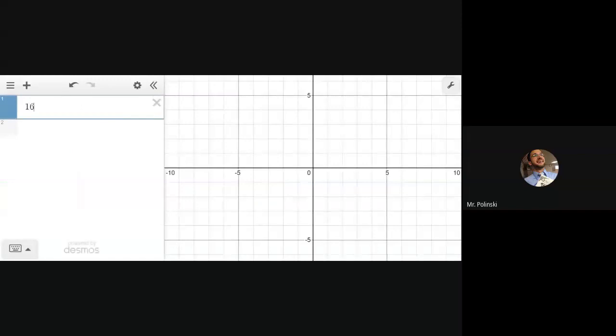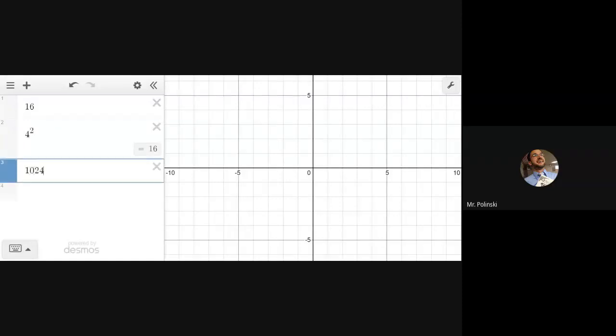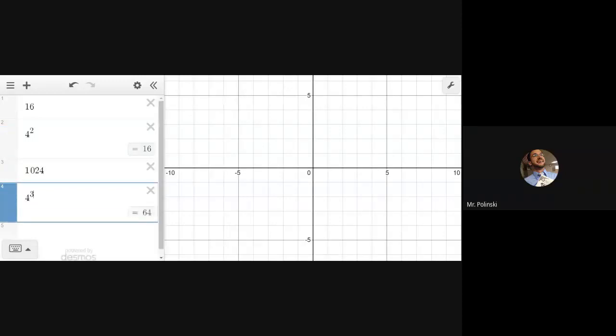Now 16, some of us, if I gave you 16, maybe some of us were thinking maybe 4 squared. So let's take 1024 and see if we can rewrite it as 4 raised to some exponent. 4 to the third, well, that doesn't work. How about 4 to the fourth? No, 4 to the fifth. So 4 to the fifth and 4 squared.